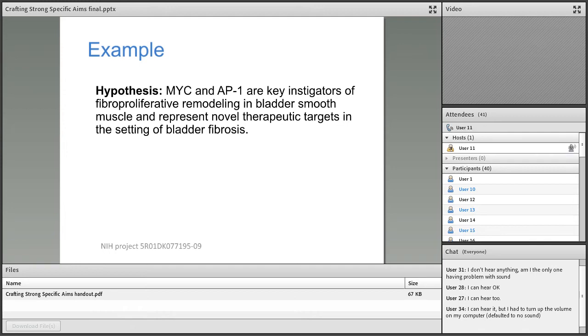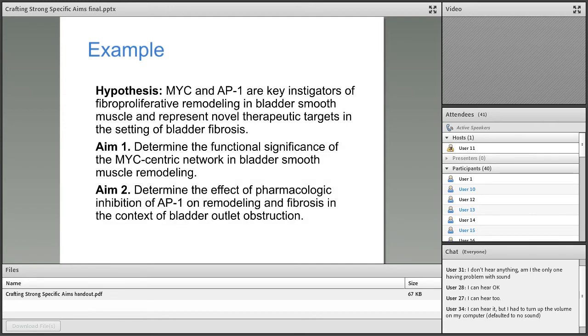So for example, here we have the hypothesis that MIC and AP1 are key instigators of fibroproliferative remodeling in bladder smooth muscle. So here are the two specific aims from the project. So aim 1 focuses on MIC and determining its functional significance. Aim 2 focuses on AP1 and determining its role in remodeling and fibrosis. So each aim tackles a piece of testing the hypothesis and answers a distinct research question.